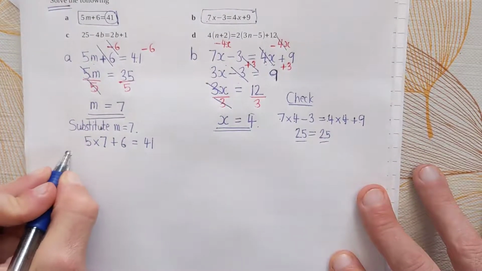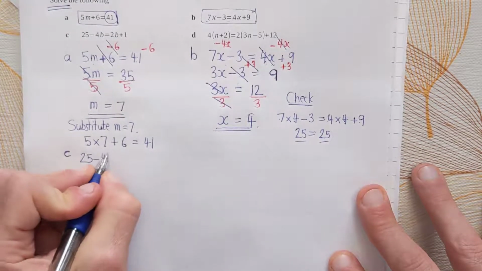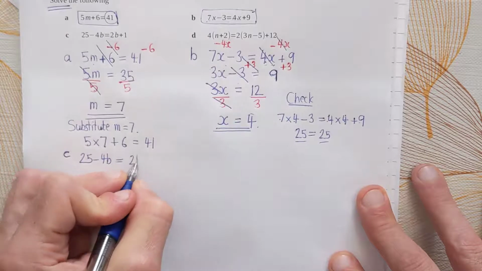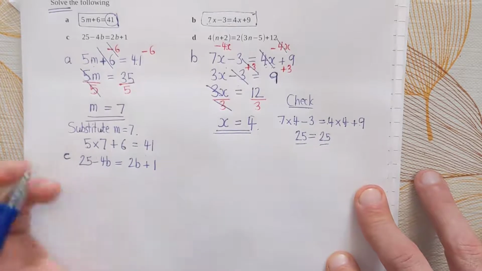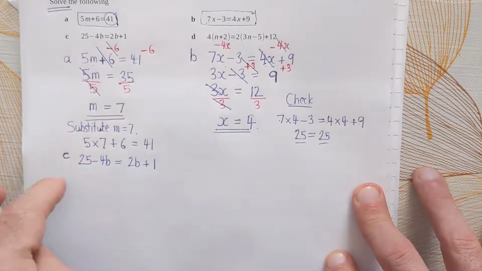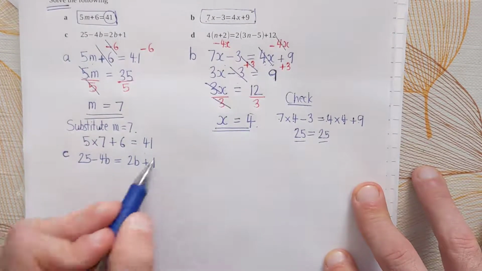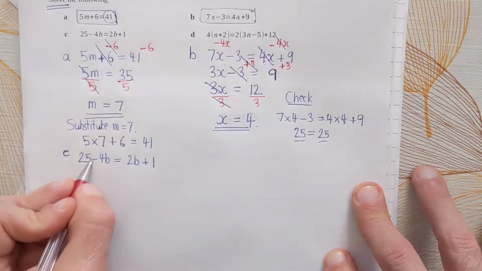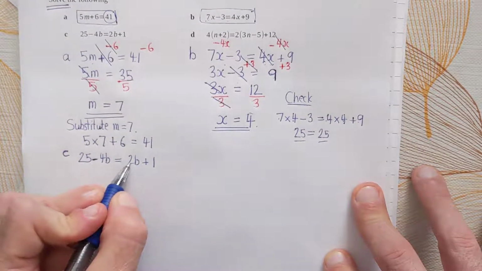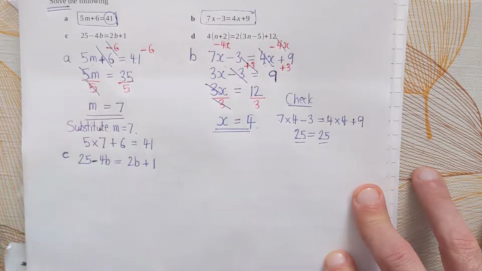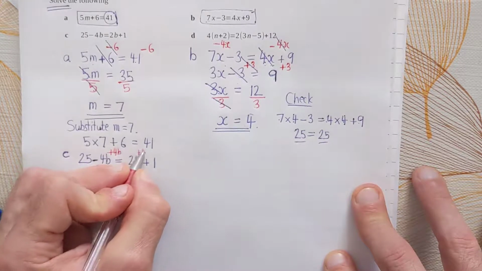Okay, the equations are getting a little bit harder as we go along. So now we have here 25 minus 4b equals 2b plus 1. Sometimes it's hard to know whether to move the b's from the right-hand side to the left or from the left to the right, and this comes with experience. So when you look at this equation, you will see that we have here a minus 4b, negative 4b, and there's a positive on this side. So really the best way to deal with this is to add 4b to both sides.